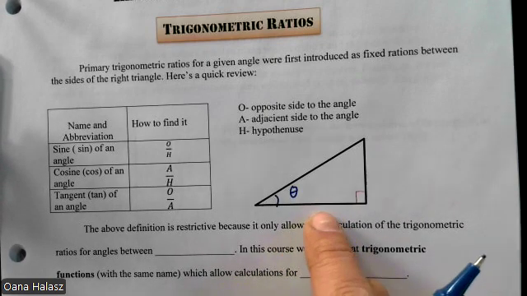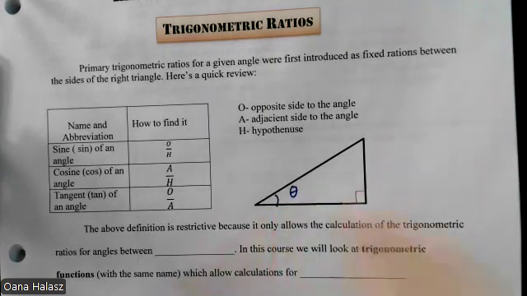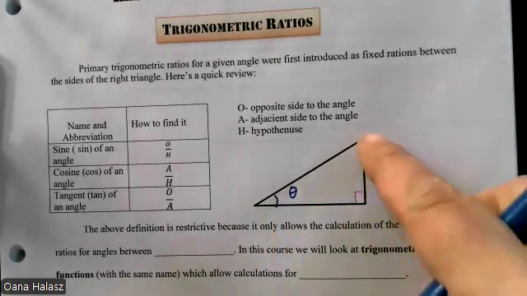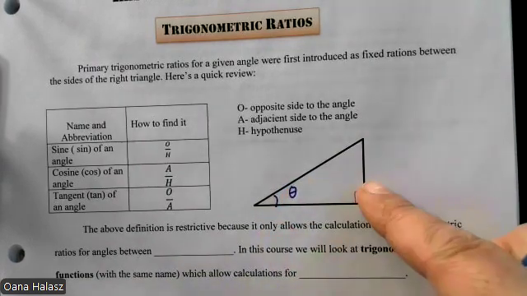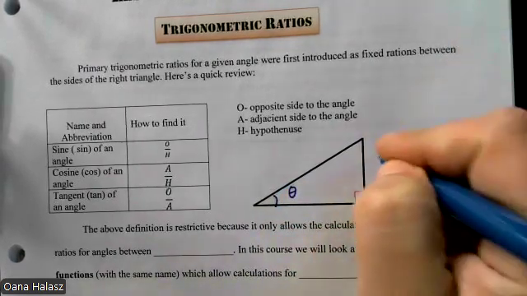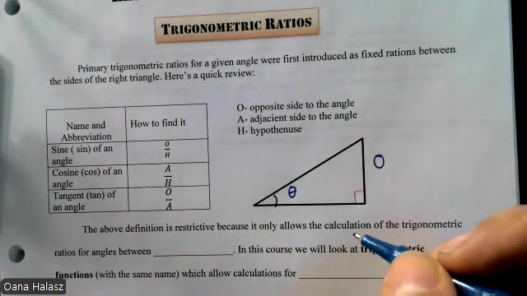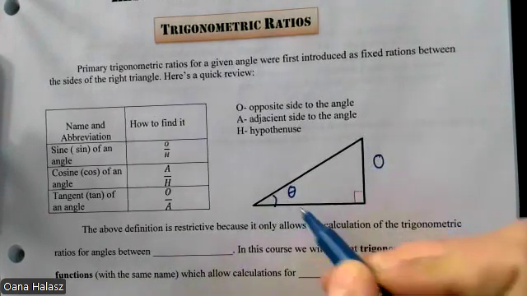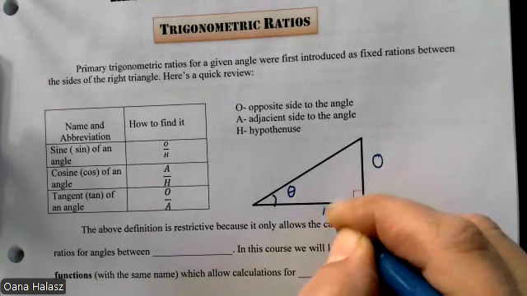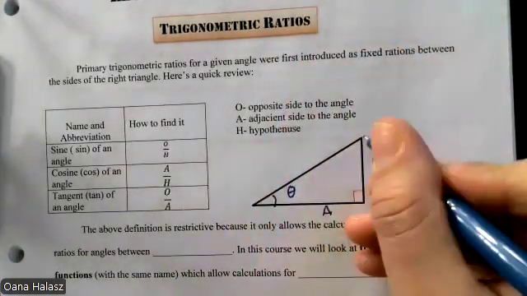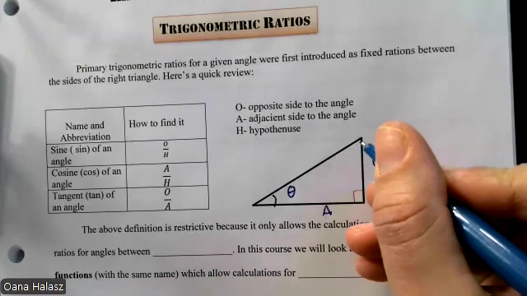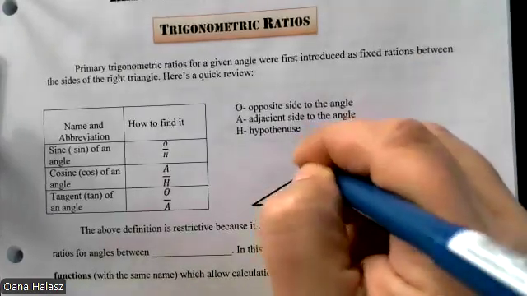So now, in relation to this angle that I picked here, the side that's opposing this angle, one of these legs of the right angle triangle, is called the opposite side to this angle. And then the side that's beside it is called the adjacent side. And then the longest side in a right angle triangle is called the hypotenuse, in short, H.